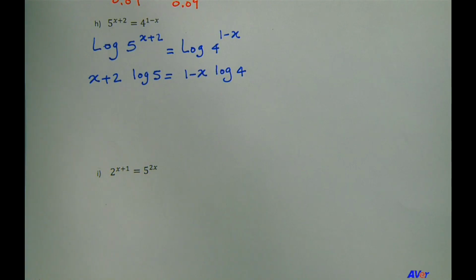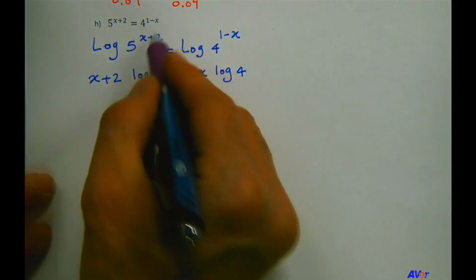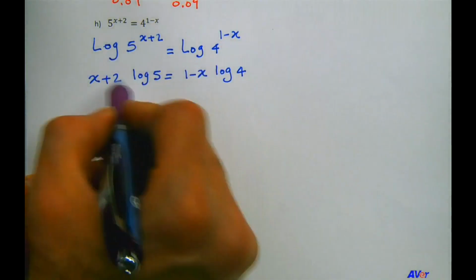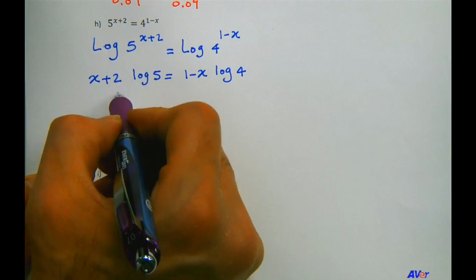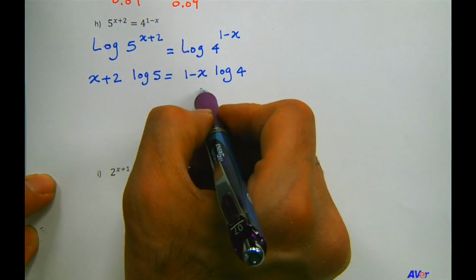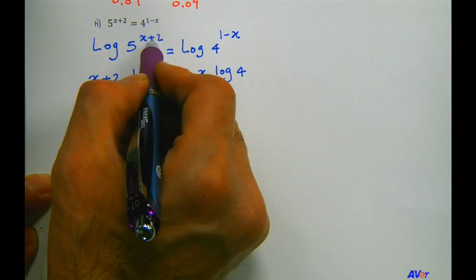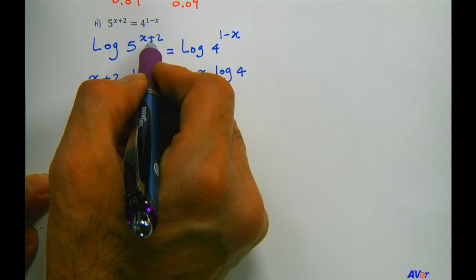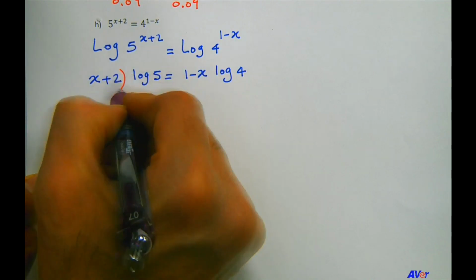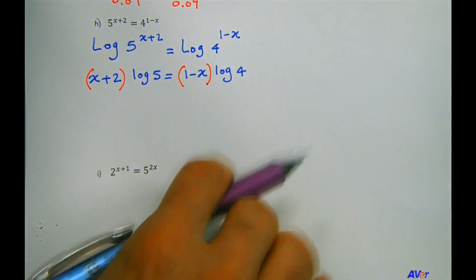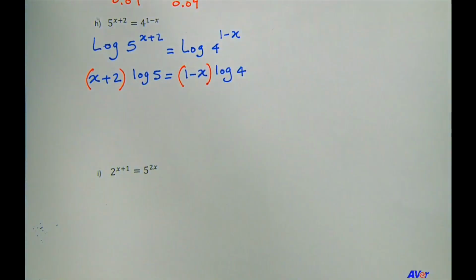Well, the error is this. When they bring this down, the way this is written is just going to multiply 2 by log 5 or minus x by log 4. But this exponent has 2 terms, not 1. It has more than 1 term in it. So when you bring it down, you must remember to put the parentheses around it. Okay? You must put the parentheses around it.